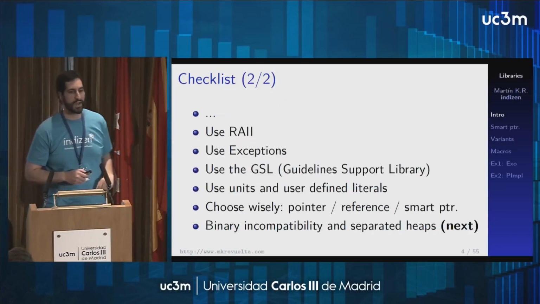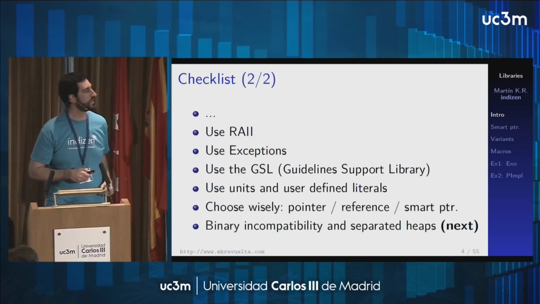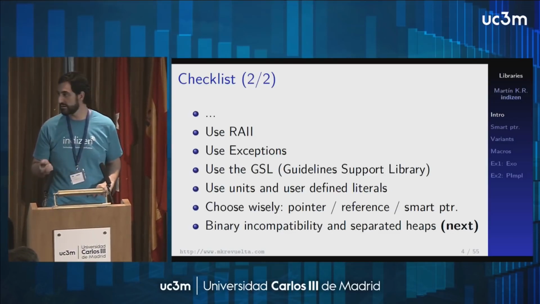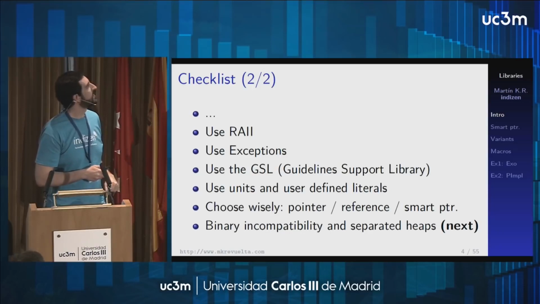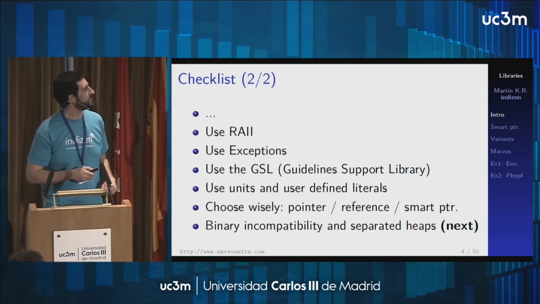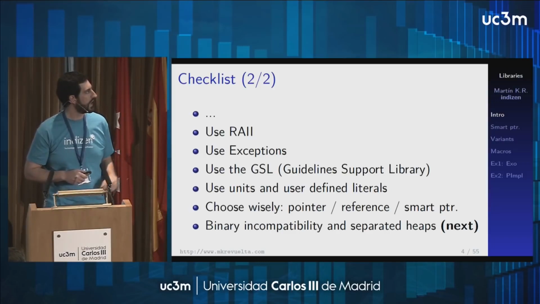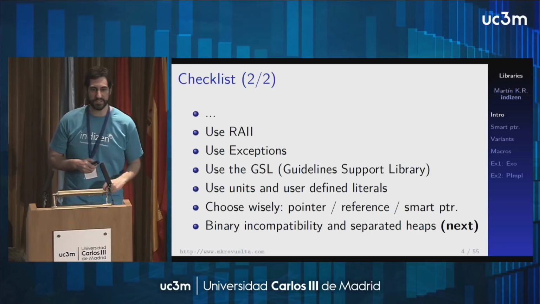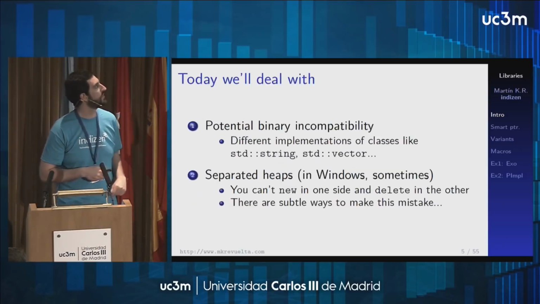Use RAII, resource acquisition is initialization, use exceptions, use the guideline support library, read the core guidelines, the core C++ guidelines, which are on the internet. Use units and user-defined literals, choose wisely between pointer, reference, and smart pointer, and consider the problems of binary incompatibility and separated heaps, which motivate this talk, which I'm going to talk about now.